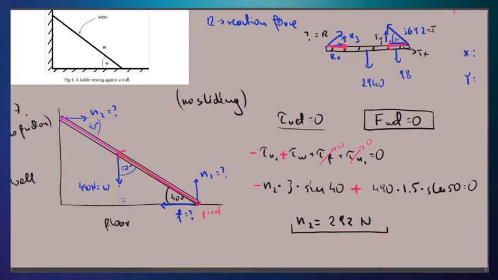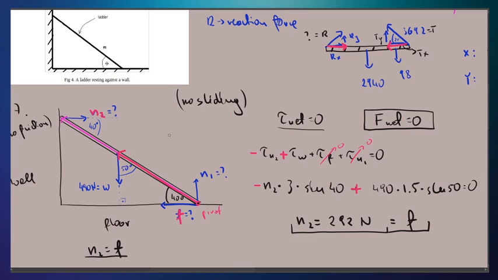Now what forces point to the right? Well, here's a force that points to the right, N2. What's the force that points to the left? Here's the force that points to the left. So the two must be the same. So N2 must be equal to the force of friction. And so of course that means that I have just found the force of friction. It's 292 newtons.